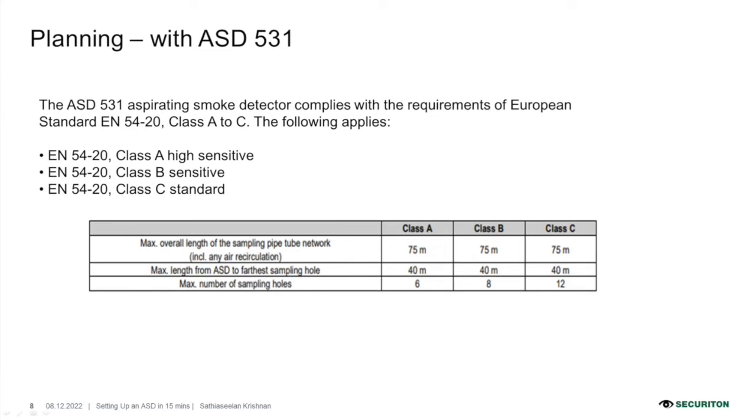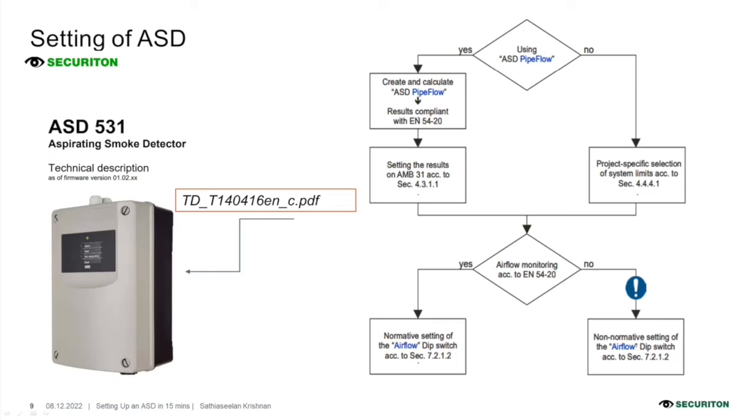But at the same time, we also have to look into the local standards, which is the local code and practices. Like every other country, they have their own practices in terms of the number of holes that can be used and the distance that an ASD can cover. So this is a guideline which you should follow according to EN 54. Again, you have to compromise with the local standards as well, according to the countries that you're going to work with. So with that knowledge and planning that you have, then we will go into the settings of the ASD.